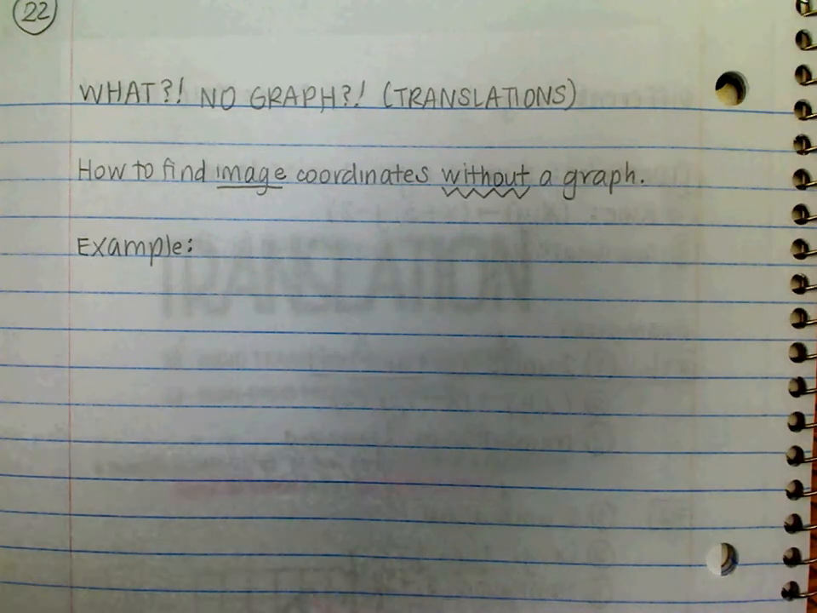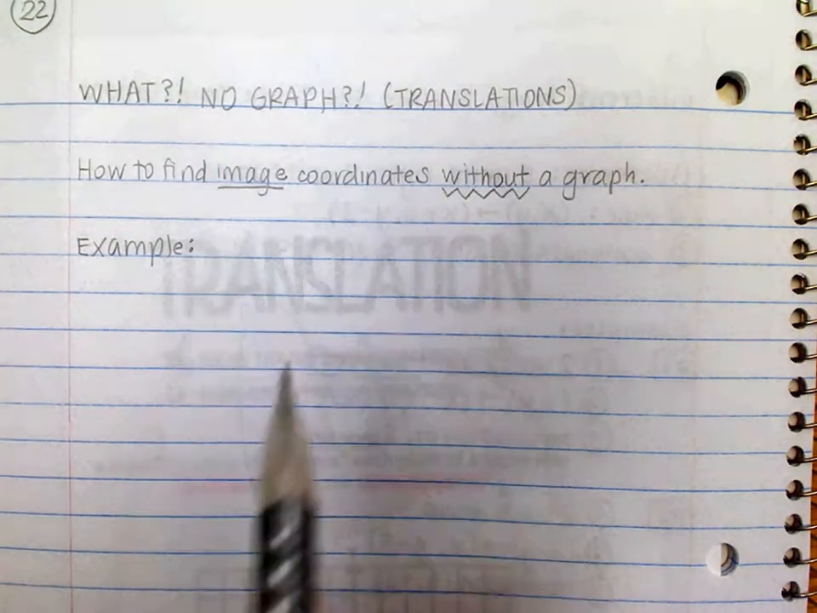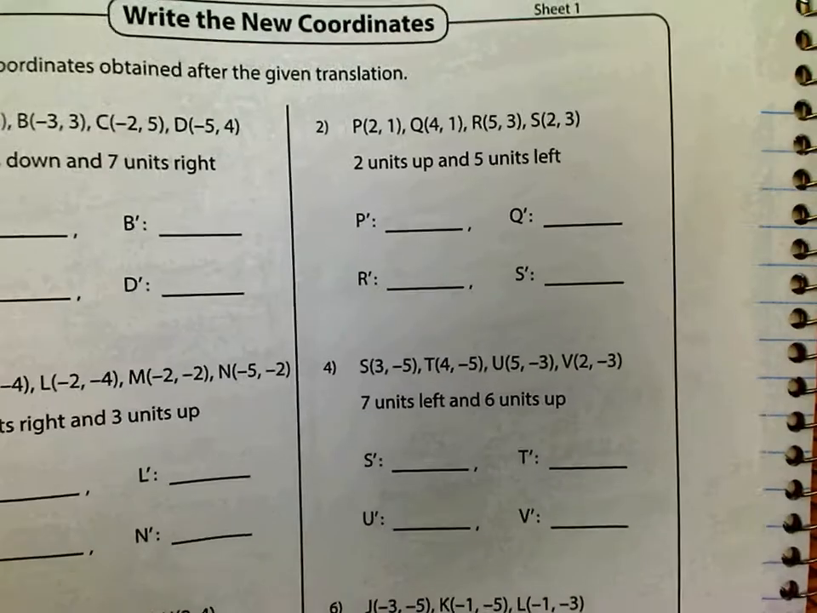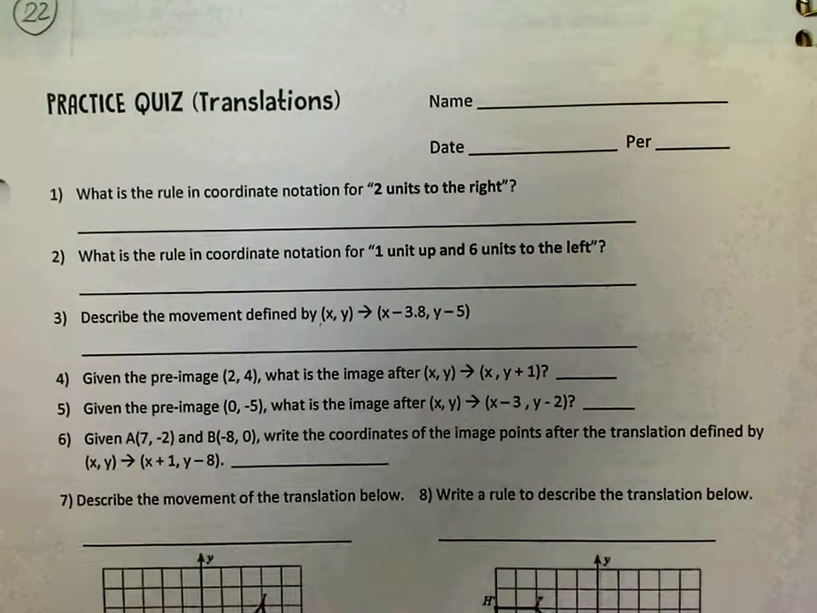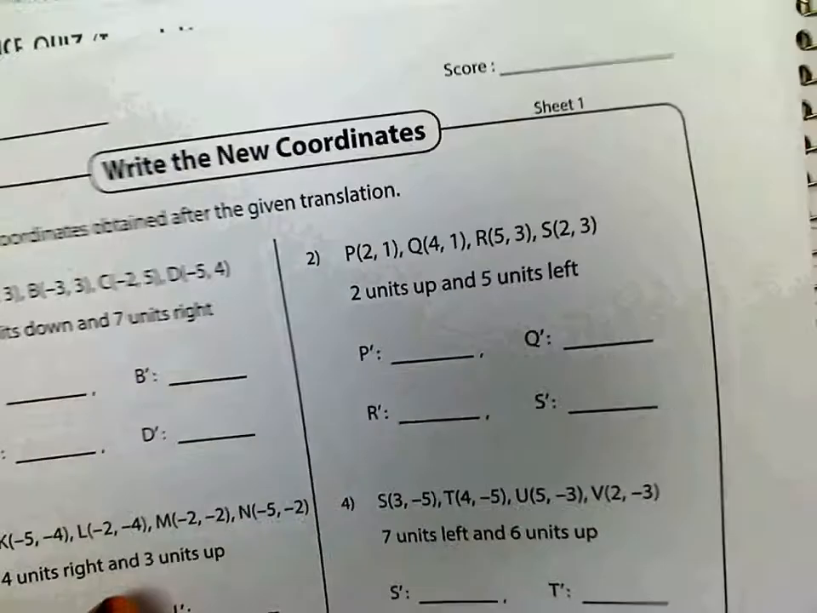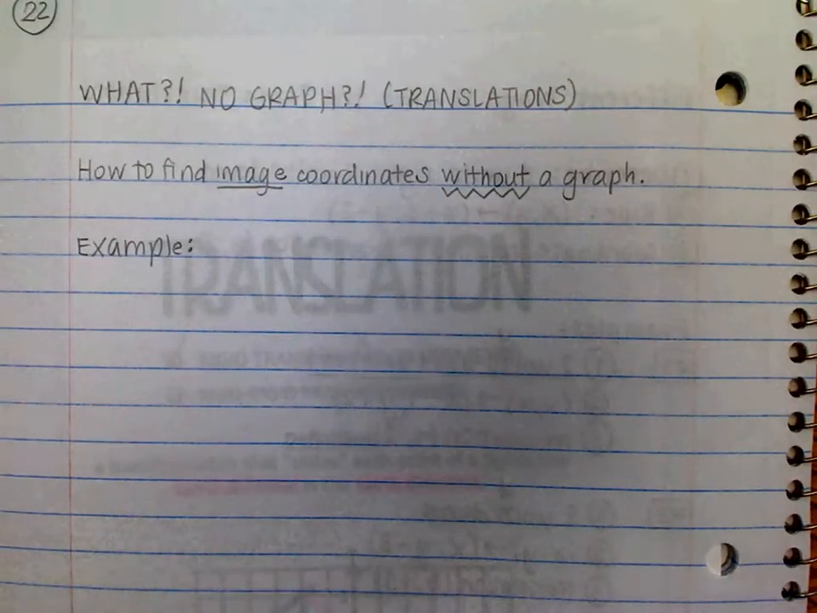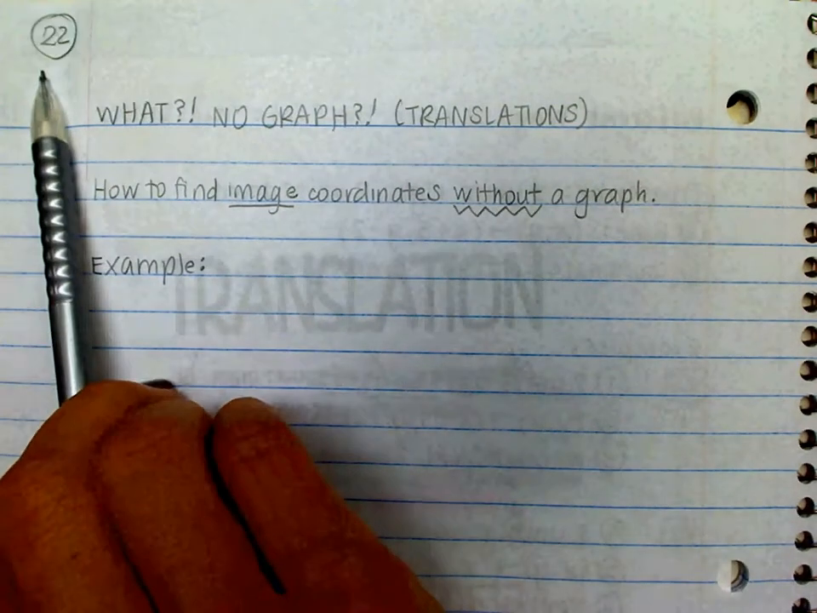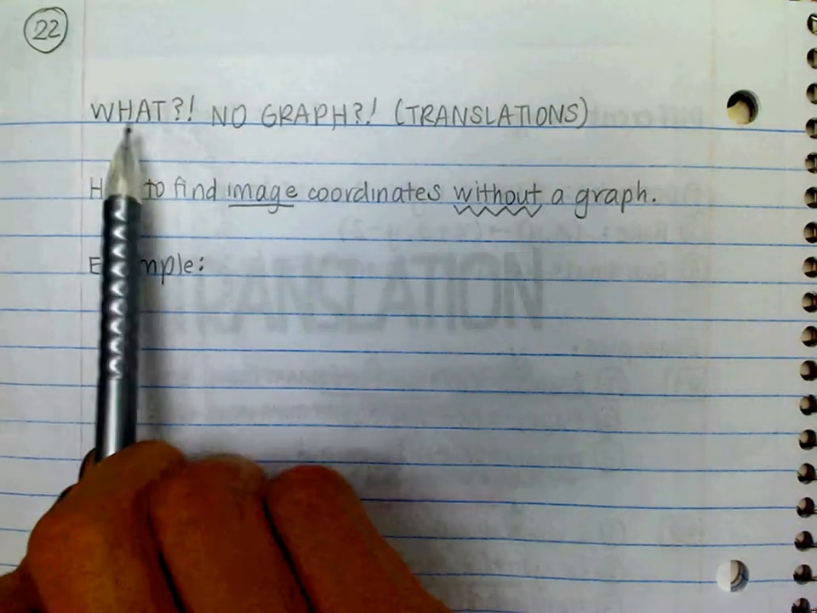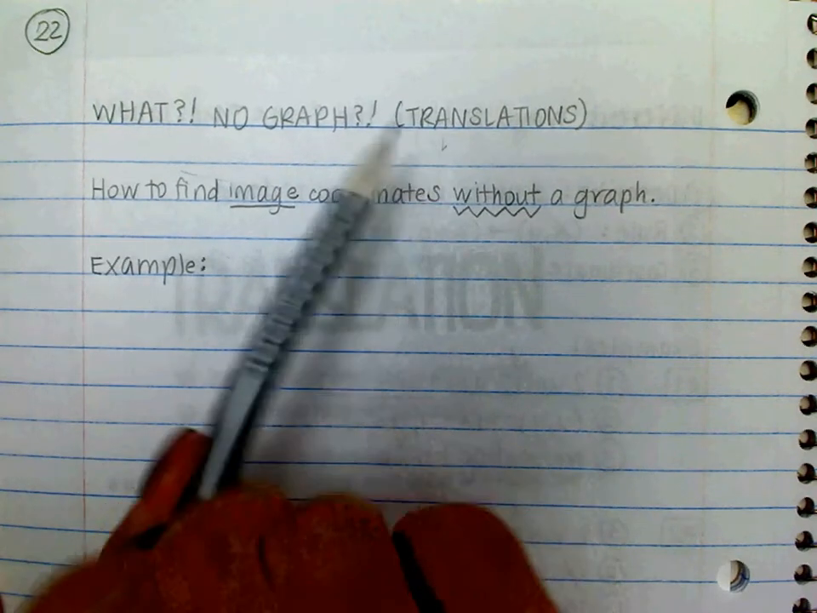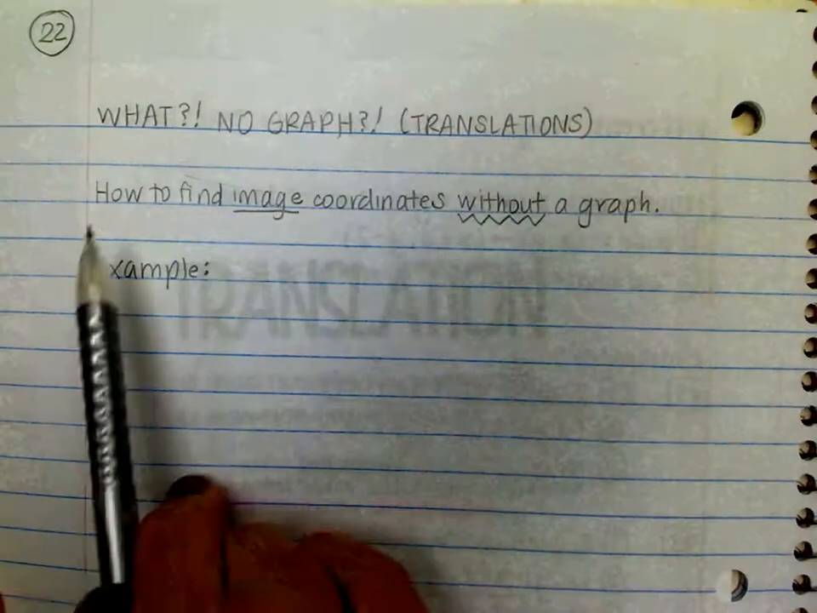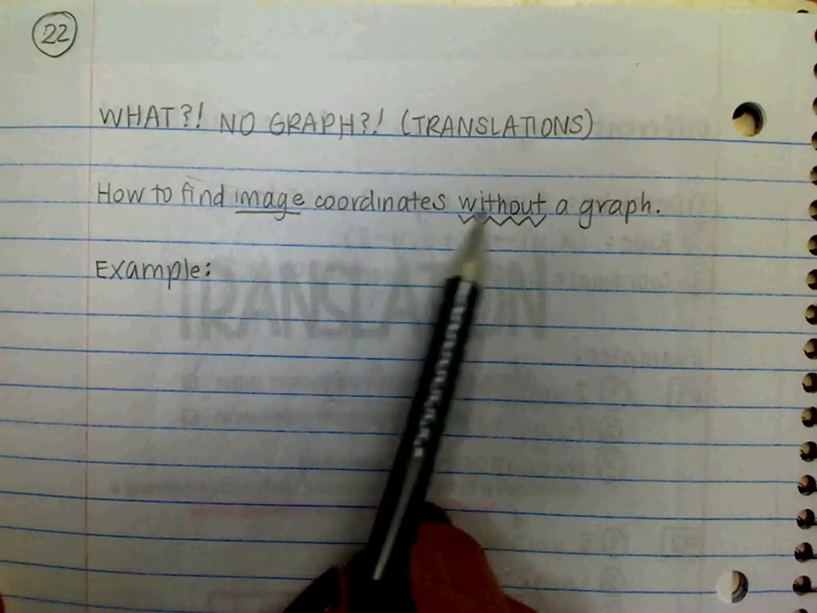Okay, and the homework is two pages, so I'm going to go over this one first, the write the new coordinates, and then I'll go over the practice quiz. But let me first go ahead and finish what was on interactive notebook page 22. It started off with what? No graph, and we're talking about translation. So how to find image coordinates without a graph.